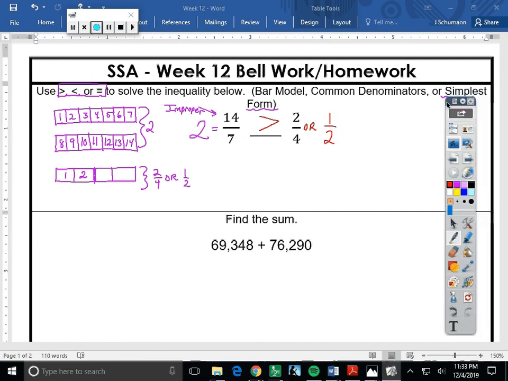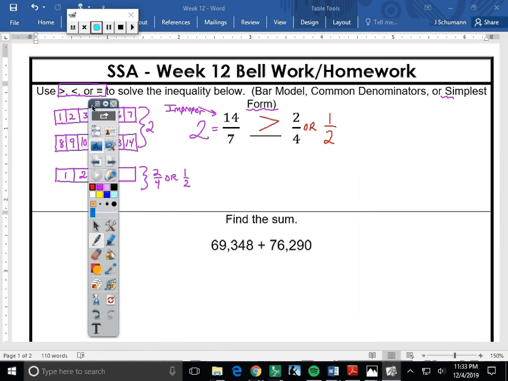Now, my students recently have also been working on these improper fractions, and we know how to turn improper fractions into mixed numbers. We take the numerator and divide by the denominator. So when I do that, I say, how many times does 7 go into 14? Well, counting by sevens, 7, 14, it goes in there 2 times.